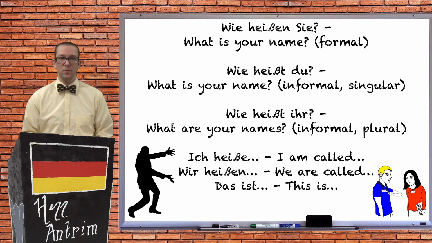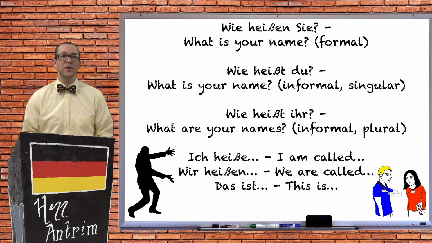Wie heißt du? If the person you are addressing is a young person or the conversation is taking place online, where most people correspond using the du version of you. You can also use Wie heißt ihr? If you are addressing more than one person.